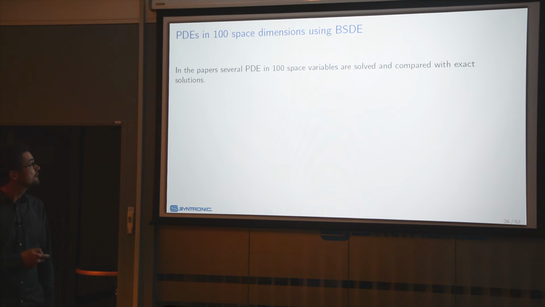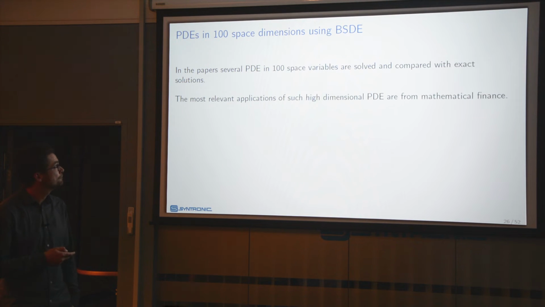Okay, so they solve several equations in 100 space dimensions. So heat equation, some Hamilton-Jacobi-Bellman equations. But the most relevant examples are from stochastic or from mathematical finance. For instance, if you would price an option based on, say, 100 underlying indices, the stocks, then this could be used.